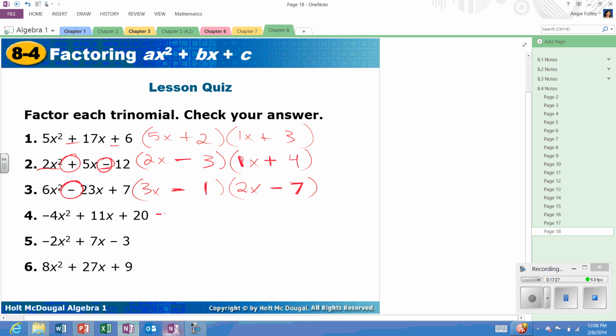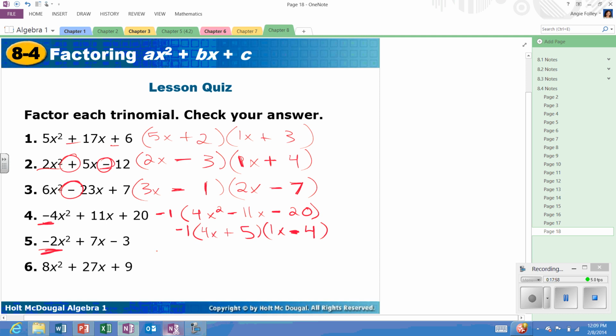For this next one, I'm going to take out a negative 1 first. So then I'm going to be left with 4x squared minus, it's going to be the opposite sign, 11x minus 20. And now I can factor it. You have to keep that negative sign with it, though. I've already done this one. I've tried 2 and 2, and I know that didn't work. So it's 4x and 1x. It's plus 5 and a minus 4. And again, I had to figure that out. I had to try it.